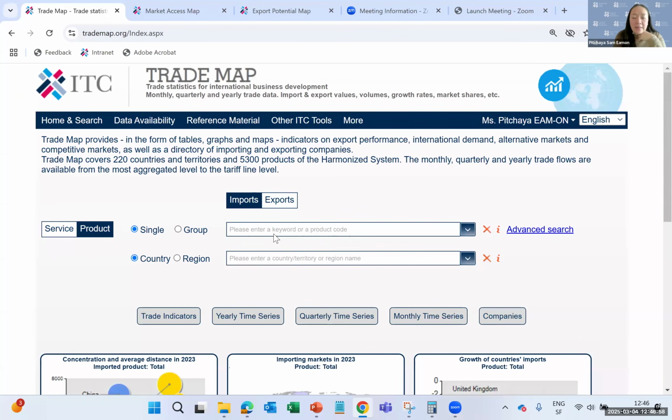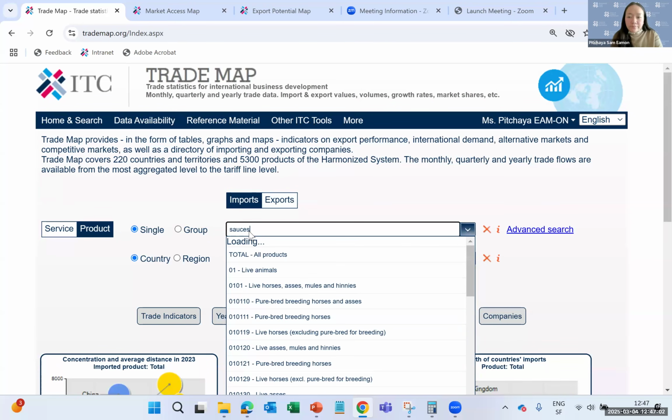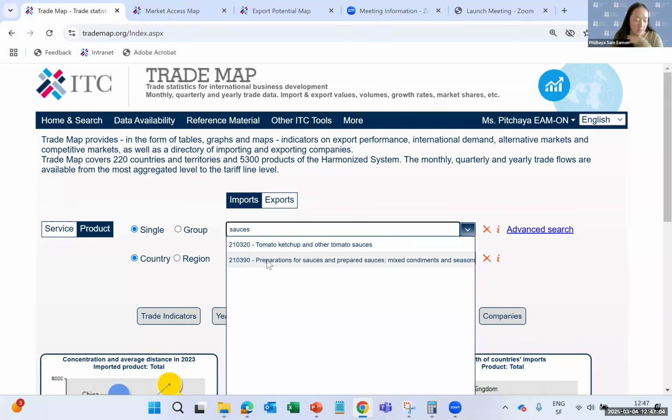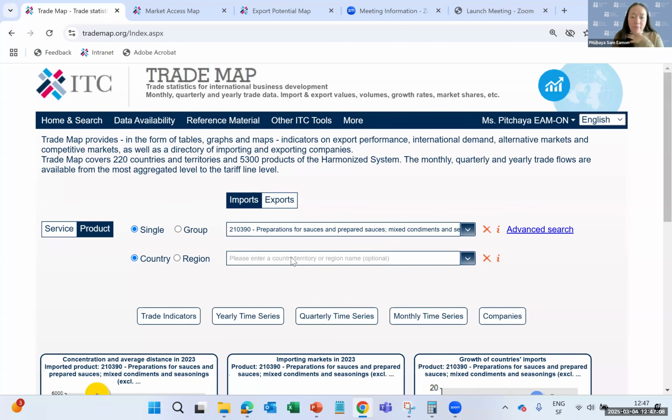Let me go back again to the home page, import the product sauces. I take 210390, preparations for sauces and prepared sauces, mixed condiments. In this case, particularly from Indonesia, I'm talking about the sambal. So I am not going to select any country because I would like to see all potential markets. Then I click trade indicators.